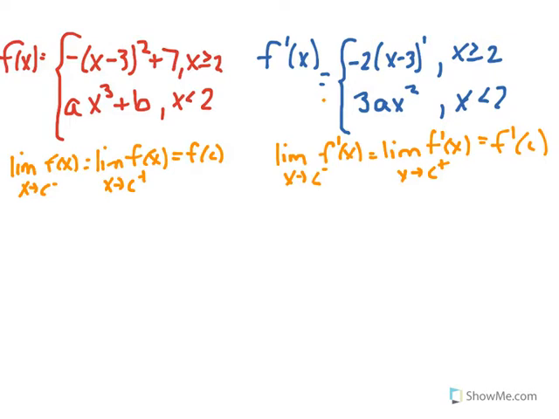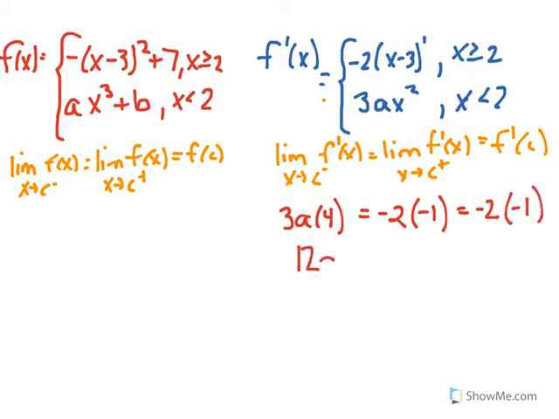I'm going to put in 2, so this one becomes 3a times 4 equals negative 2. And then we've got 2 minus 3, which happens to be negative 1. Equals, I'm using the top part because that's the equal part, equals negative 2 times negative 1. So this is 12a equals 2. So a equals 1 over 6. They like that 1/6, don't they? So I'm going to hold on to that piece of information.